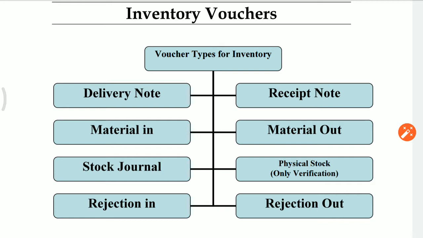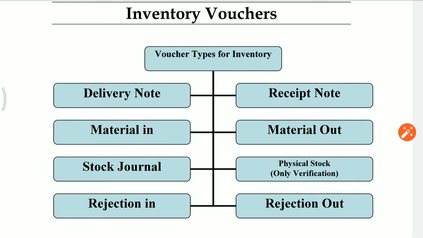Receipt note means when you received goods from the suppliers, that time receipt note. Material in, this is similar to receipt note also. Material in is when you want to transfer your goods in your stock register, that time you will select this voucher material in. Material out means when you want to transfer goods from your godown to other godown or suppliers godown, that time you will use material out.